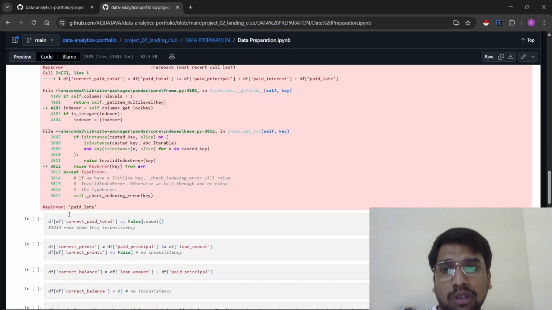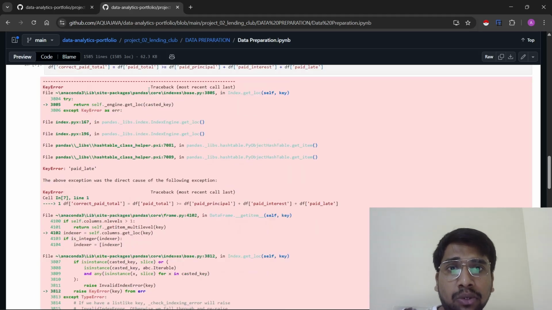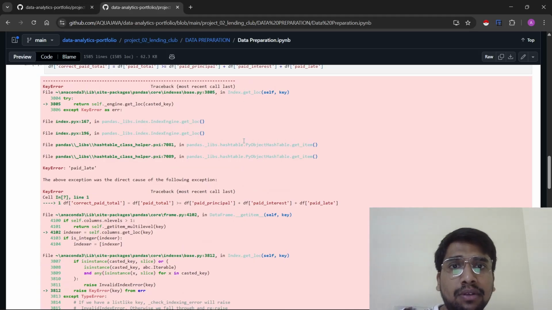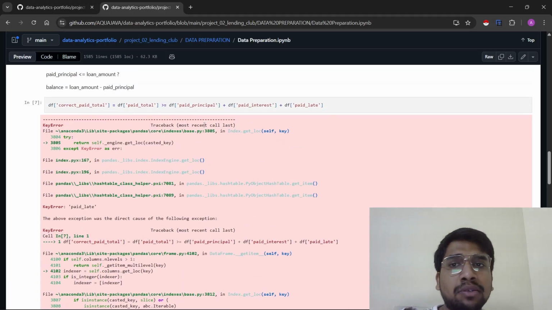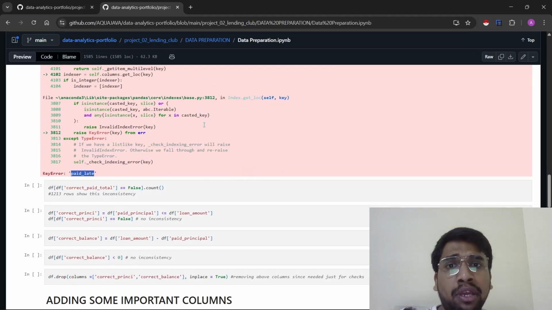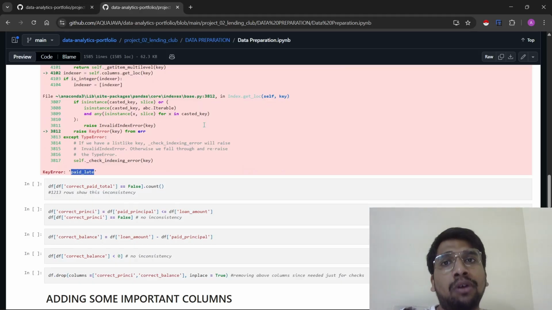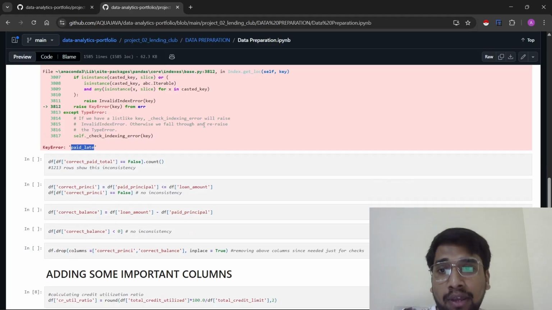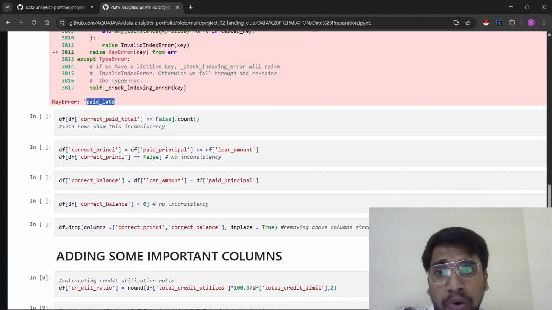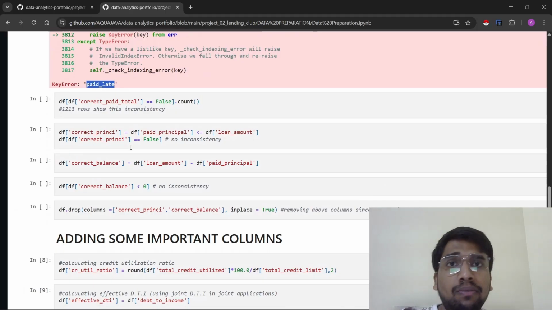This error was just because of the wrong variable name. The variable name was paid total, not paid late. The variable name was different here, I guess, because of which it is showing an error here. And I didn't remove this error because this is something that is very normal. Like you put your variable name wrong. Okay. Then some more sanity checks here, logical checks, just to see if there are any inconsistencies.